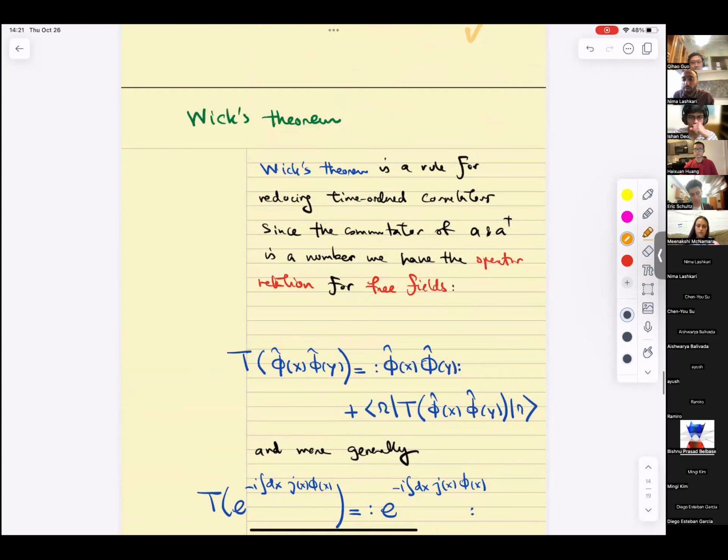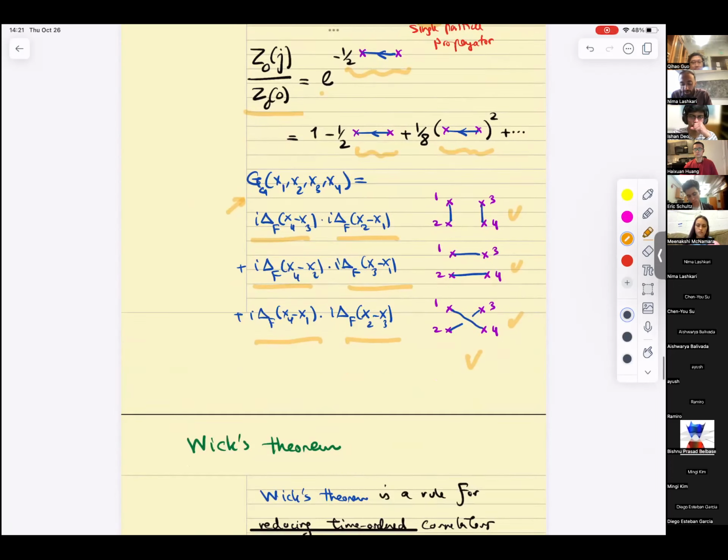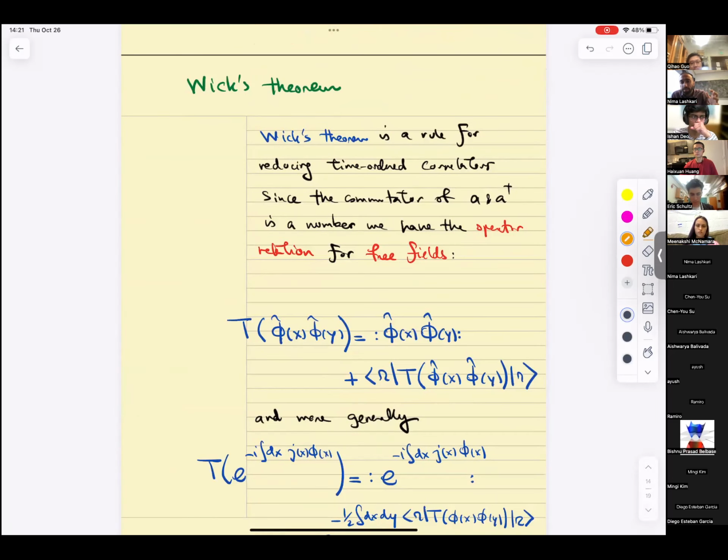All right. Now, these were statements about correlation functions. There is a bit more important statement. It's called Wick's theorem. Wick's theorem is a rule for operators. So it's a rule for reducing the time-ordered operators in full geometry. It's an operator statement. So time-ordered of two operator insertions, this is an operator, is equal to the normal ordered expression plus the vacuum 2-point function.